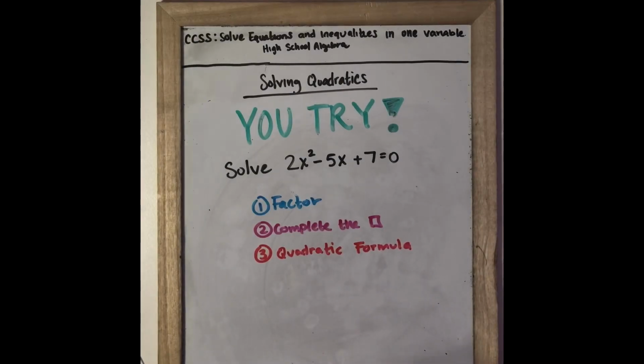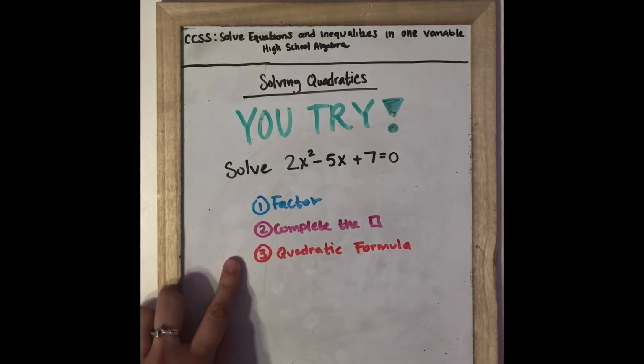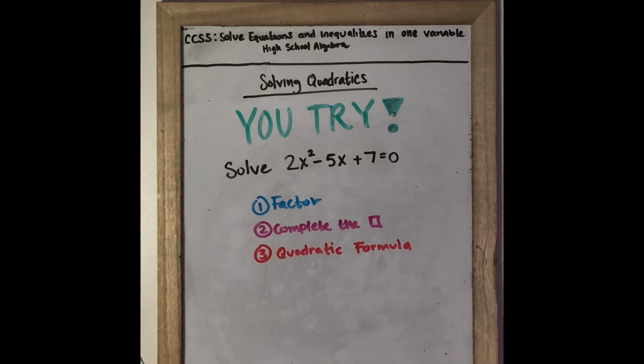Last but not least, here's a you try. You're going to try this on your own, and you're going to try to solve 2x squared minus 5x plus 7 is equal to 0. I want you to think about the 3 different methods we talked about in the lesson today: factoring, completing the square, and the quadratic formula. And I want you to tell me, what method do you think is the most efficient to solve this quadratic?